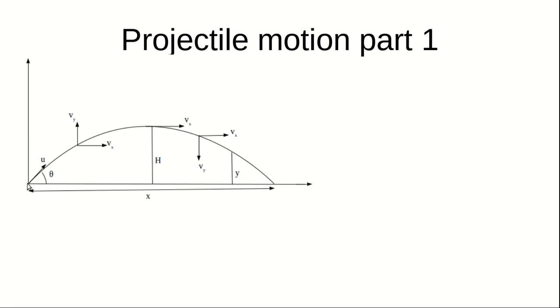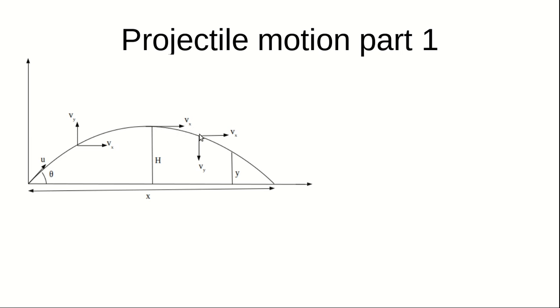So when the particle is initially launched, it has initial velocity u and it is projected at an angle of theta. So as the body moves through this path, we'll notice that at any point we can get the horizontal component of the velocity, Vx, and the vertical component of the velocity, which is represented as Vy. So as the body gets towards this point, we notice that the vertical velocity ceases, while only the horizontal velocity exists.